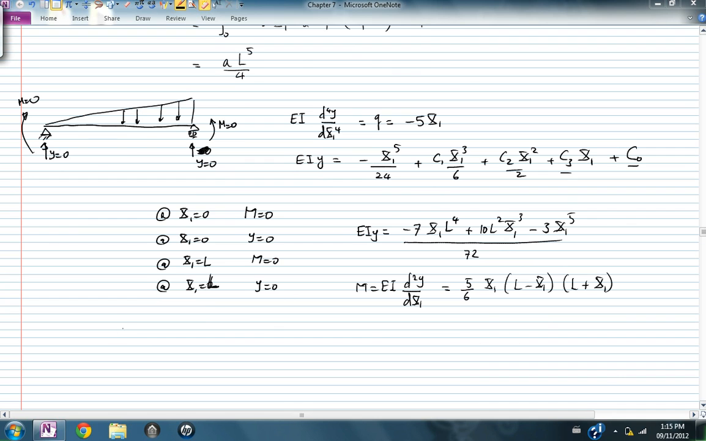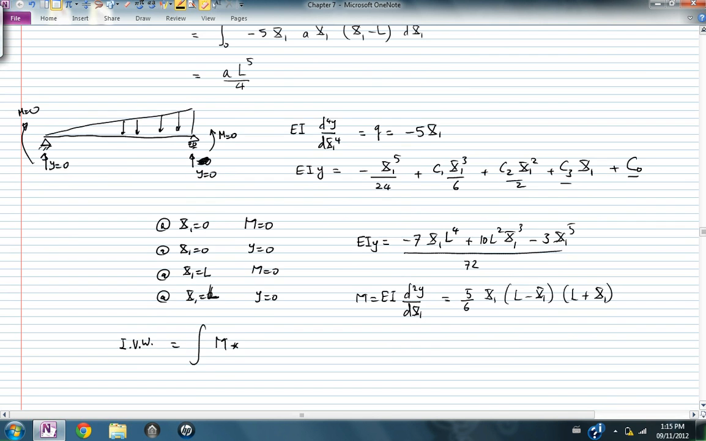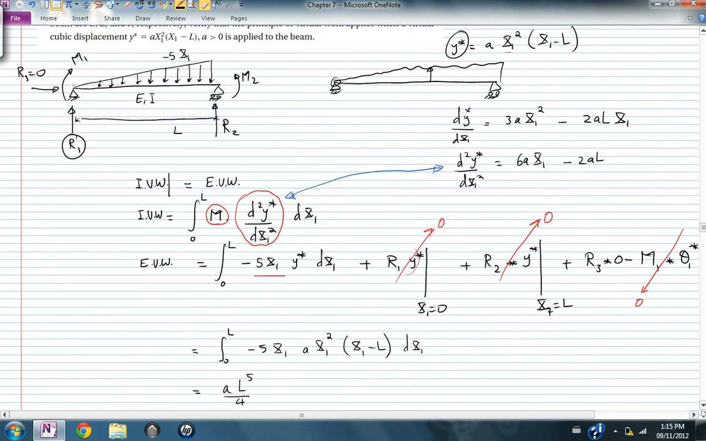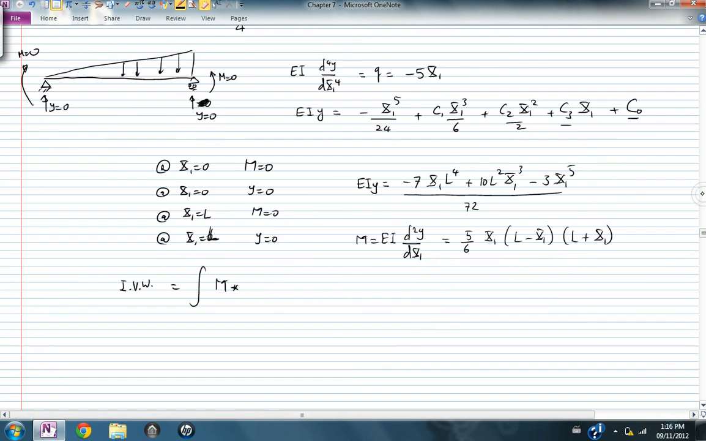And now the internal virtual work will be equal to this moment multiplied by the second derivative of y star with respect to x1 squared, integrated over dx1 from 0 to L, and the internal virtual work will be equal to aL power 5 divided by 4, which is also equal to the external virtual work above.